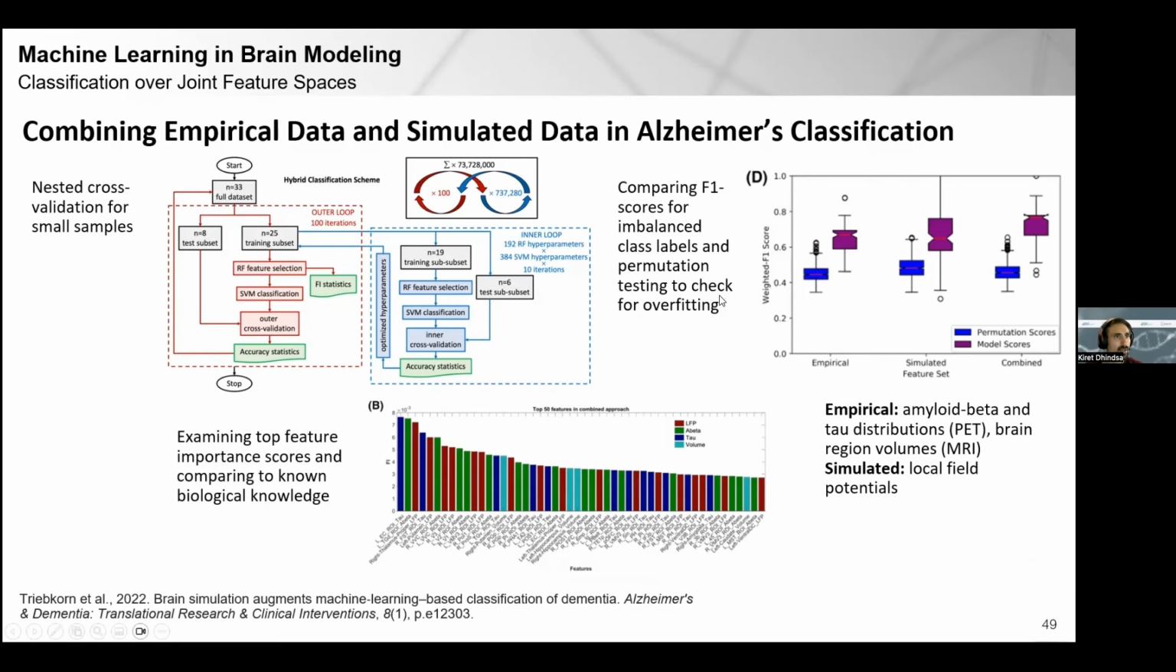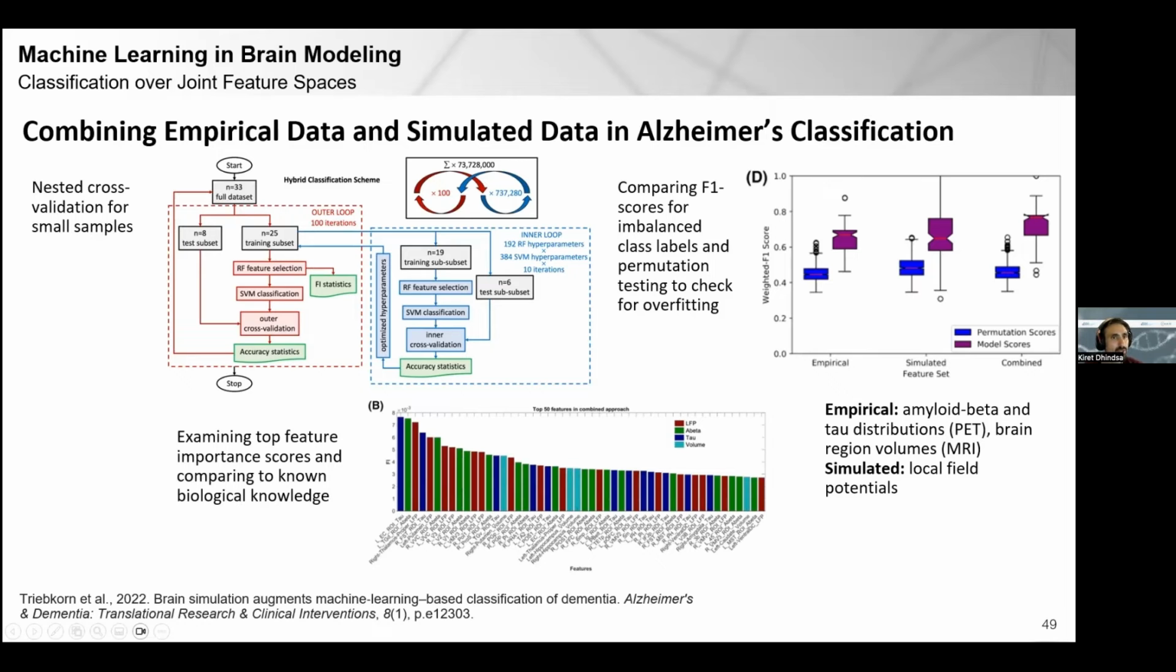Then, of course, we are looking at the distribution. Because we have all of these cross-validation loops in this nested hierarchy, we can look at the distributions of our model performance when we're looking just at the empirical data, which in this case are the amyloid beta and tau distributions that we get from PET scans of different patients, as well as the brain region volumes that we get from structural MRI. We can look at the performance of the model just in the simulated feature set, which in this case are simulated local field potentials.